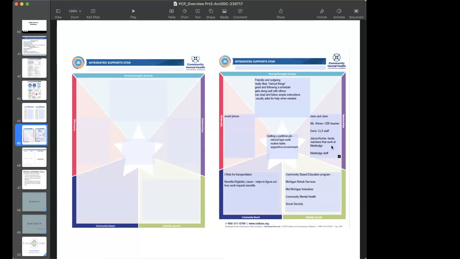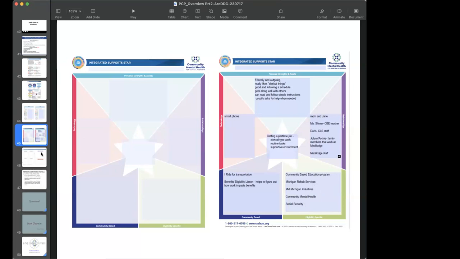There were people they knew that worked at a particular location, something called Meta Lodge, where they might be able to talk about it. And then some staff that the person knew would be some of the resources or relationships they might be able to tap into. And then what were the eligibility specific things that they could tap into, right? There were community-based education programs for them. They could go to Michigan Rehab Services, which I believe has been renamed now, but they could get some support to get some job coaching or figure out what that was going to look like. They lived somewhere where they could tap into Mid-Michigan Industries, again, to get some employment supports, they were already connected to community mental health, and they also had Social Security as part of the basis of what they were getting for what they needed.